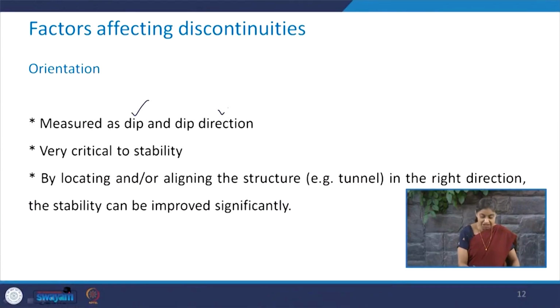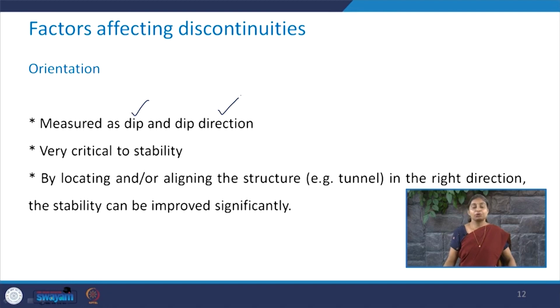To start with, the first one is orientation. We have discussed this when we were discussing the geological structures and their graphical representation. So you know that to represent any discontinuity, as far as its orientation is concerned, we need dip and dip direction. So the orientation of the discontinuity is measured as dip and dip direction.